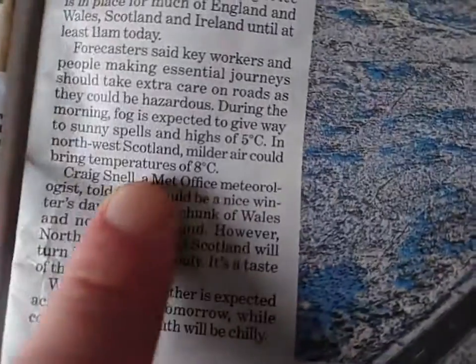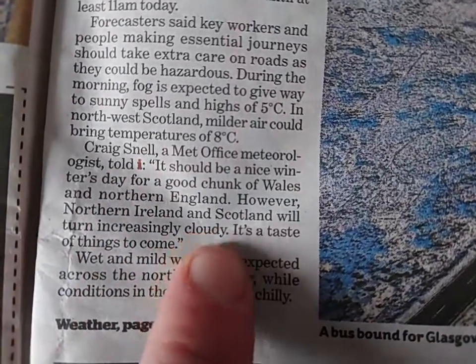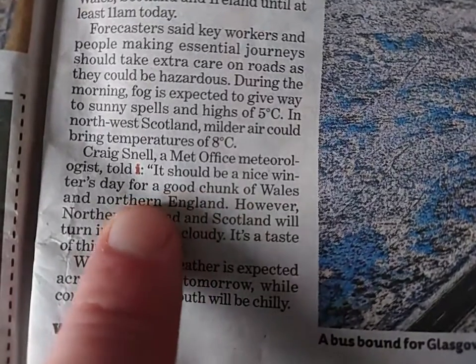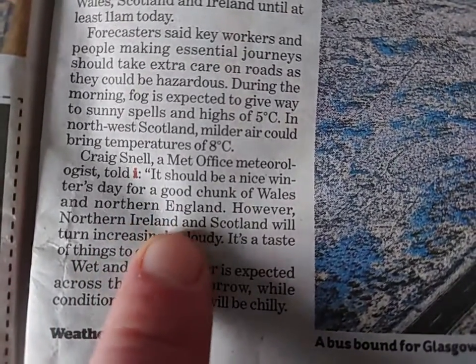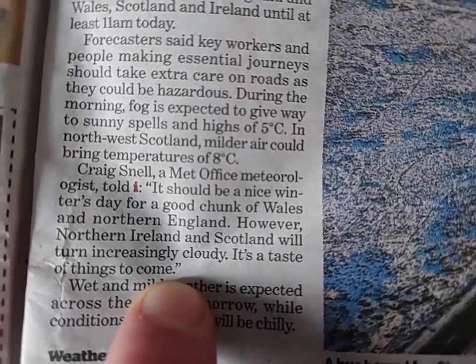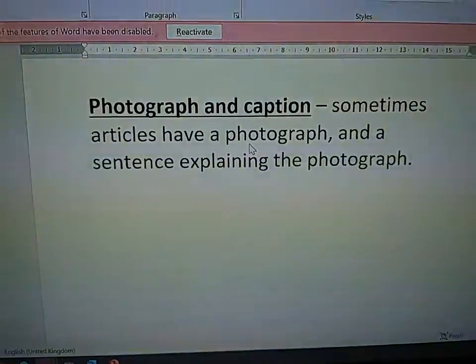Ah, there we go. Craig Snell, I wonder if he's Mr. Snell's brother, said, "It should be a nice winter's day for a good chunk of Wales and Northern England. However, Northern Ireland and Scotland will turn increasingly cloudy. It's a taste of things to come." So that one's got a quote. Good. So you want people's opinions and what people have said.